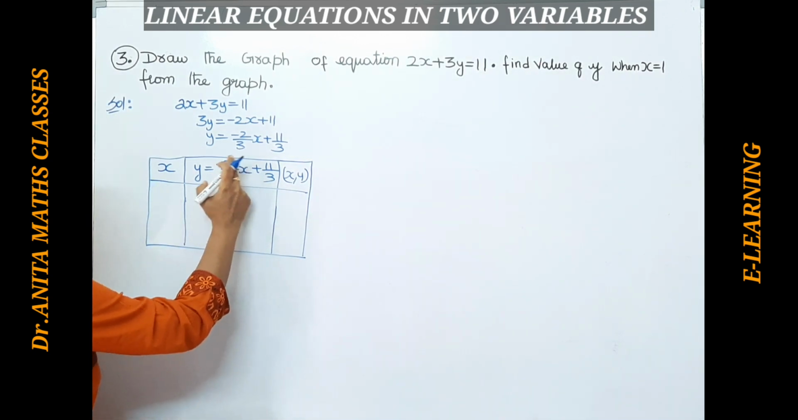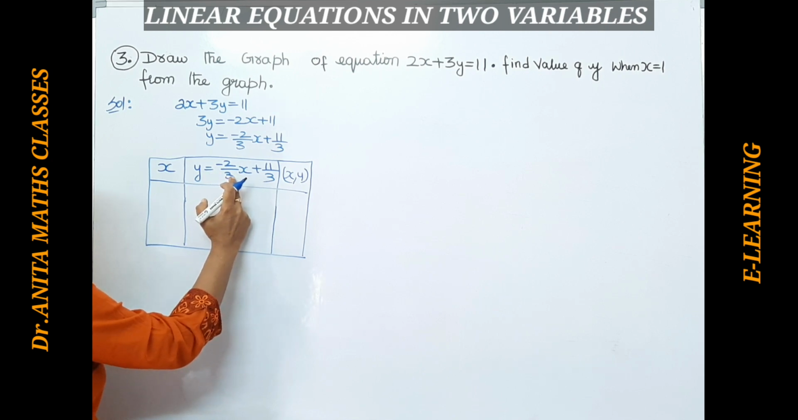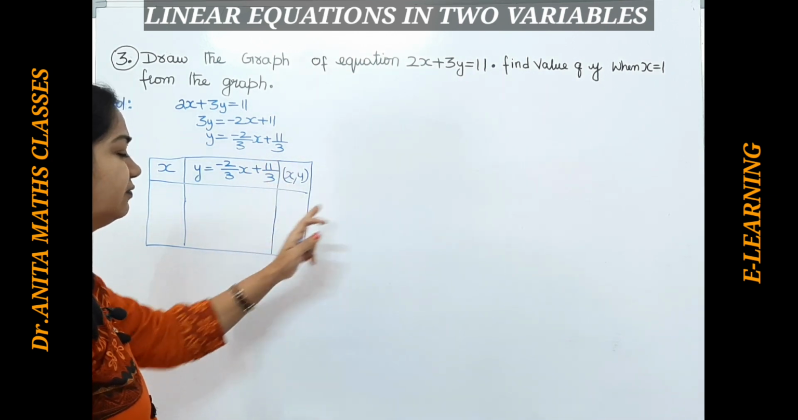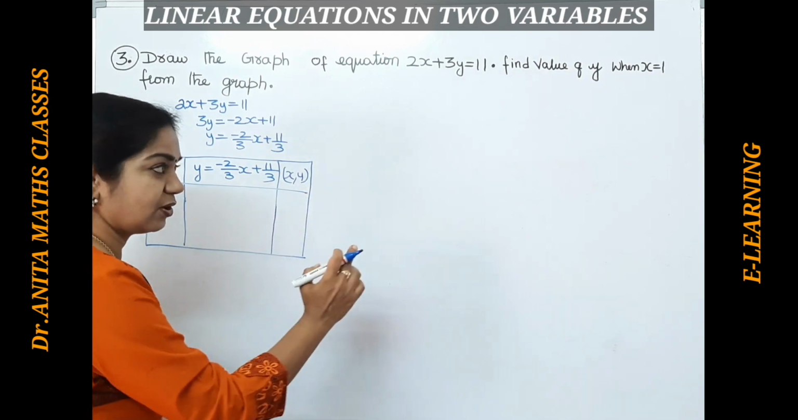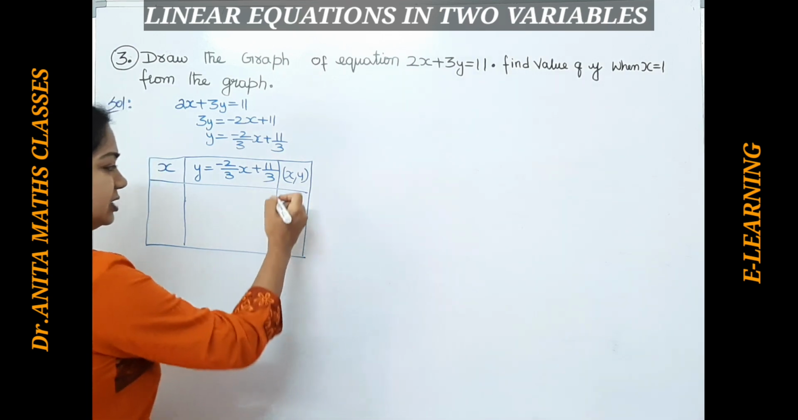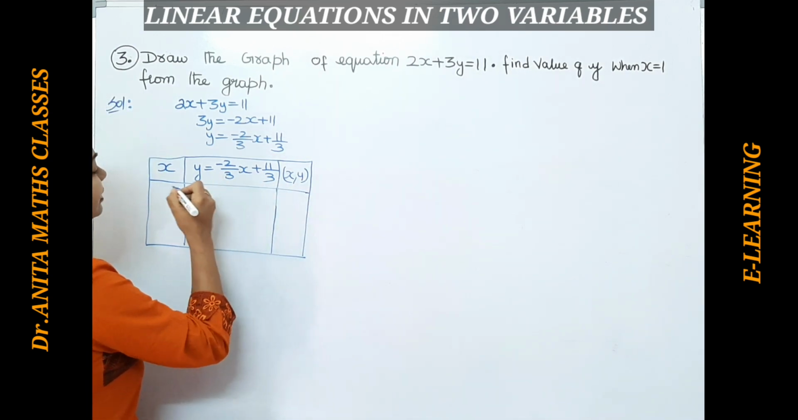Now let me take x is equal to 0. If x is equal to 0, this part becomes 0. So y will become 11 by 3. 11 by 3 is a fraction, so it will become tedious to draw it. We can as well draw it, but it will not be such an easy one. Now let me take another value.